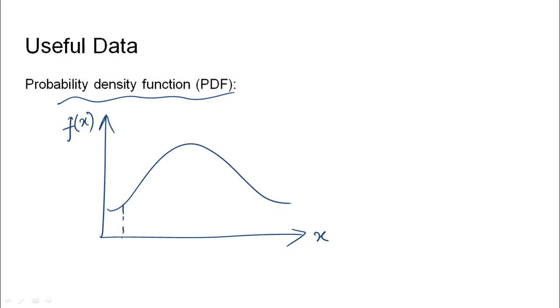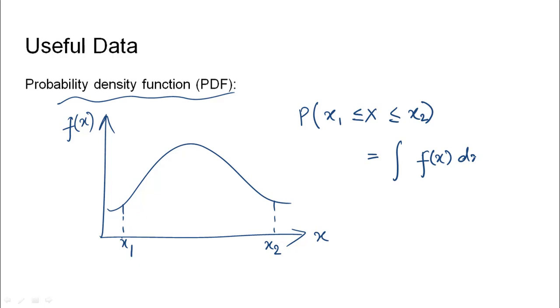If we assume the lower limit to be x1 and the upper limit for the value to be x2, and we want to find the probability when the random variable lies in between these two ranges, what we do is integrate the PDF f(x) dx from x1 to x2.